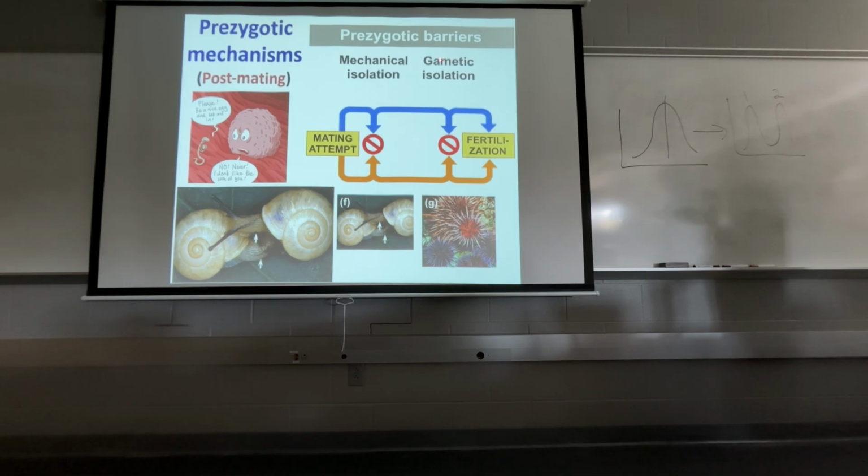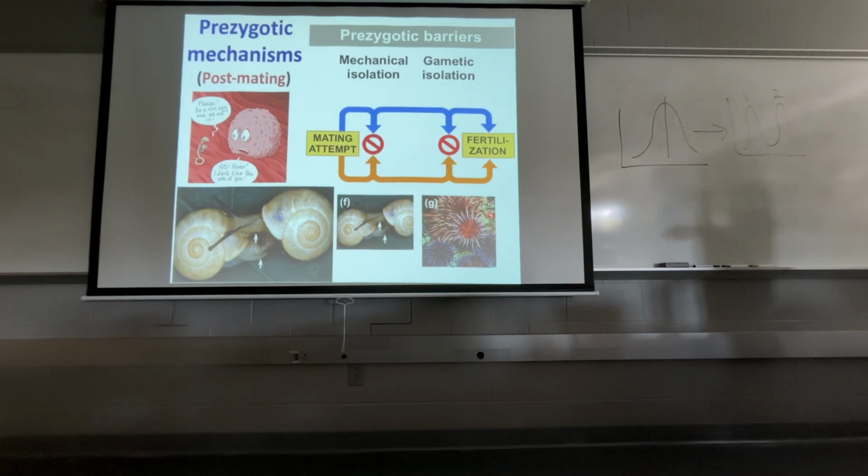The last one is gametic isolation. All right, where you do breed, the gametes find each other, but the gametes are not compatible. That is, the sperm can't fertilize the egg. This happens a lot in animals that release their gametes into the water column, right? So a lot of aquatic animals do this. So here's a great example.